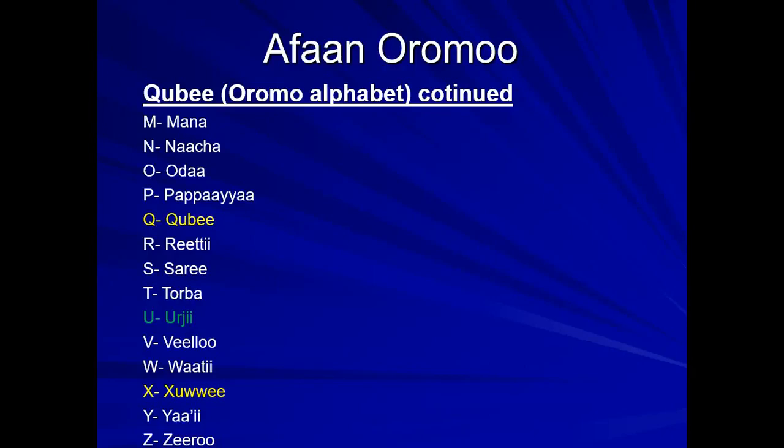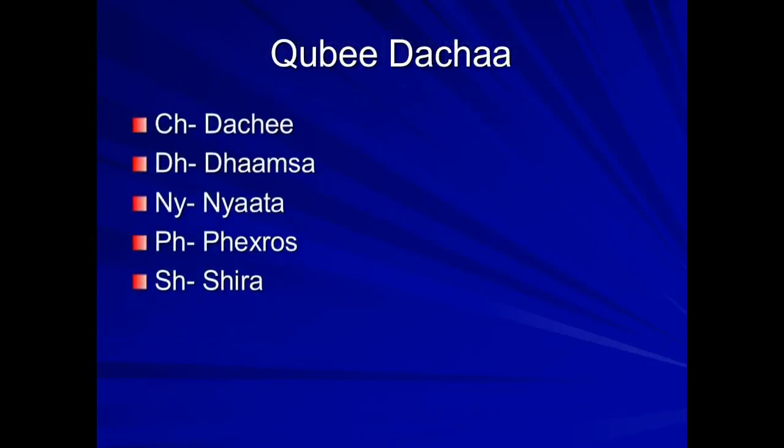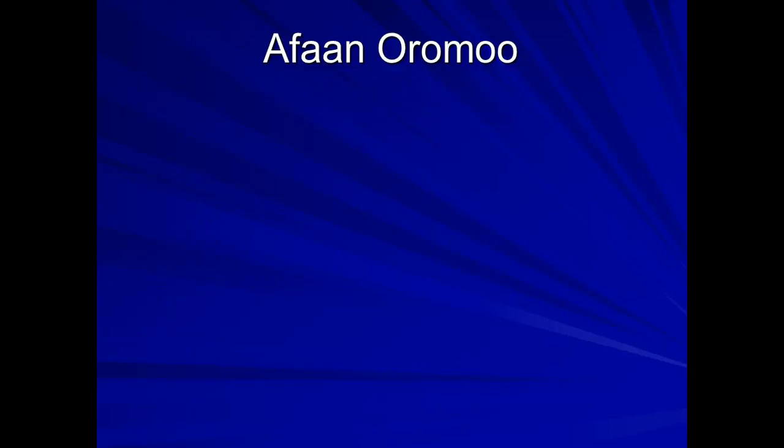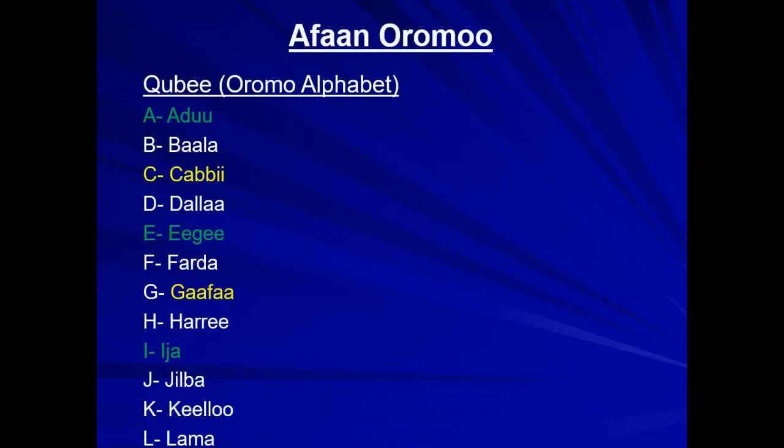And the last part of the Qubee Afan Oromo is this group. We call it Qubee Dacha. Dacha means combined. So there are two letters combined to give us one sound. Still, those combined letters are the letters you know already in other languages. So we go back to the previous one, and I tell you how we actually say them.